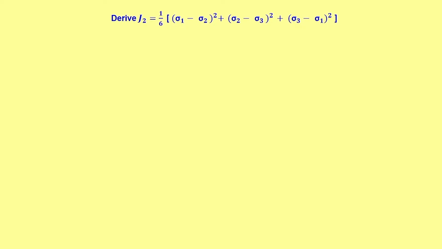The next relationship is to derive J2 is equal to 1 by 6 of sigma 1 minus sigma 2 square plus sigma 2 minus sigma 3 square plus sigma 3 minus sigma 1 square. You would have noticed by this time that this expression is very important, because this gives us the notion of deviatoric stress. So, we will see how to derive this.